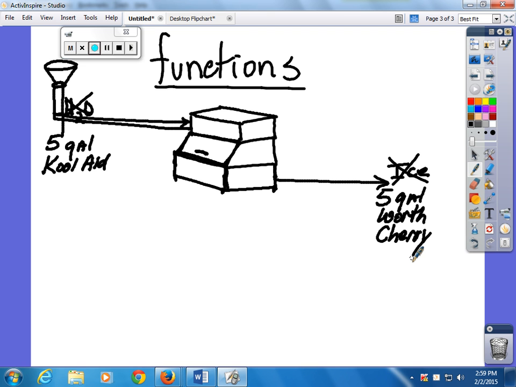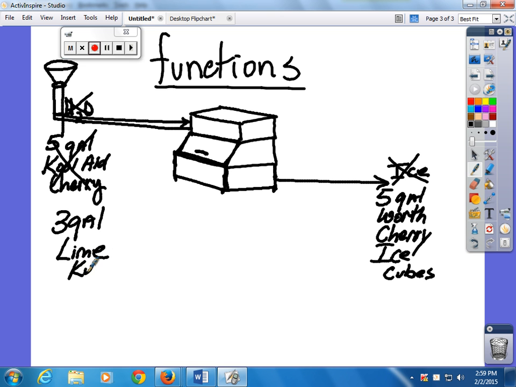Cherry, did I say cherry? I'm sorry, cherry. Although I like cherry. Cherry and grape, that's the kind I like. Cherry ice cubes. What if I say, okay, forget about the 5 gallons of cherry Kool-Aid, I want you to put in 3 gallons of lime Kool-Aid. And you put in 3 gallons of lime Kool-Aid. What will you get out of it? You'll get 3 gallons worth of green ice.